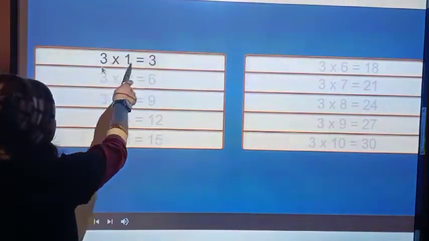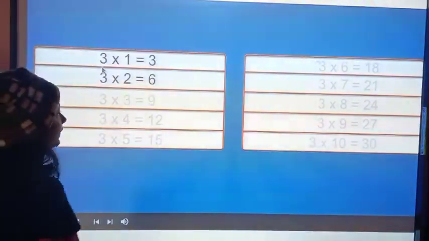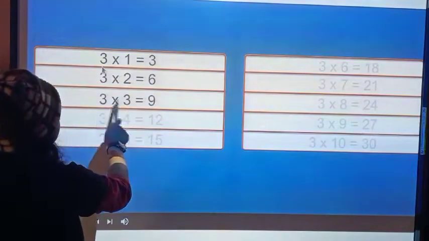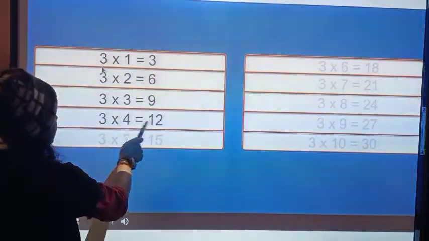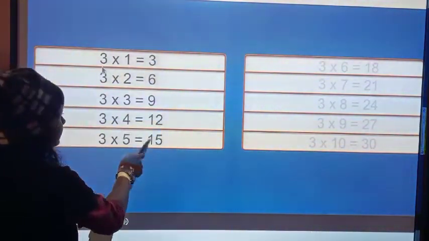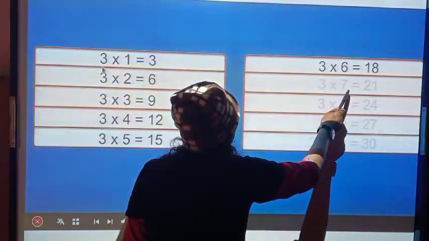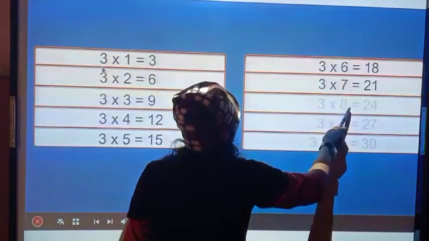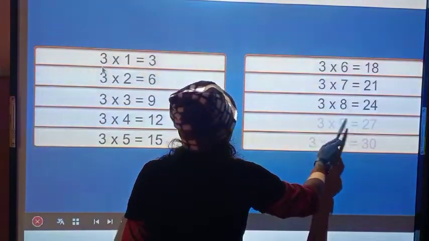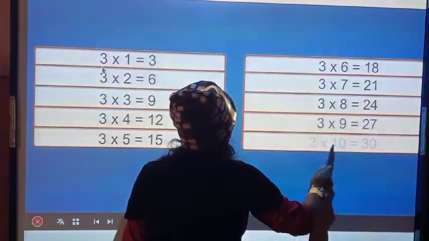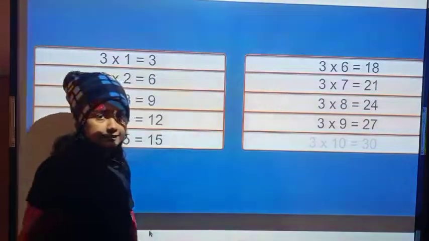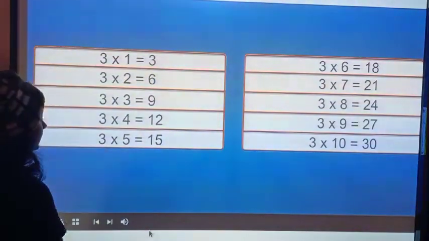3 1 ja 3, 3 2 ja 6, 3 3 ja 9, 3 4 ja 12, 3 5 ja 15, 3 6 ja 18, 3 7 ja 21, 3 8 ja 24, 3 9 ja 27, and 3 10 ja 30.